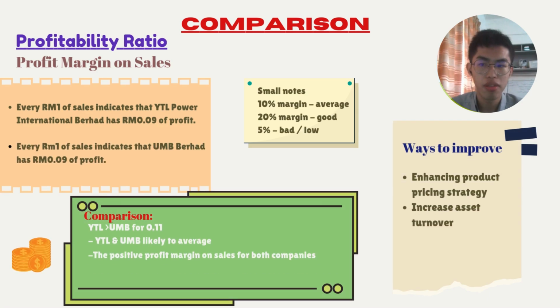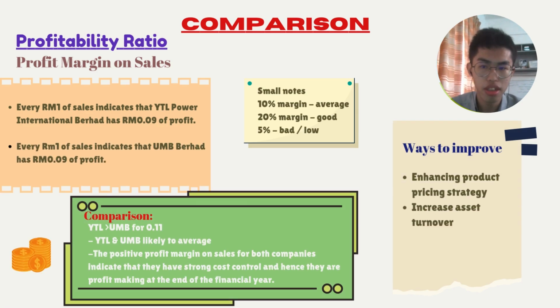Right, moving to my part, which is profitability ratio. Firstly, I will talk about the profit margin on sales for two companies, which are YTL Power International Berhad and United Malacca Berhad, UMB. Both of these companies earn 9 cents in profit for every 1 ringgit of sales produced. In the given notes, YTL and UMB are likely average. The positive profit margin on sales for both companies indicates that they have strong cost control and hence they are profit making at the end of the financial year.